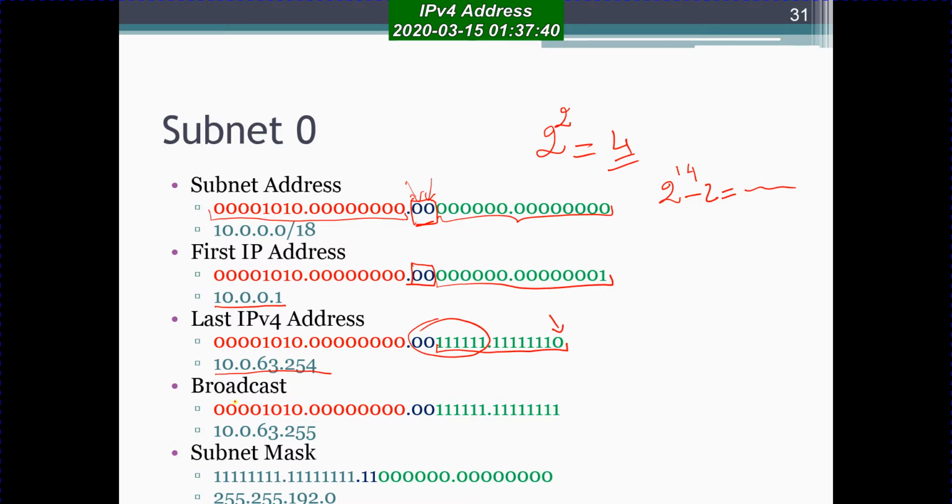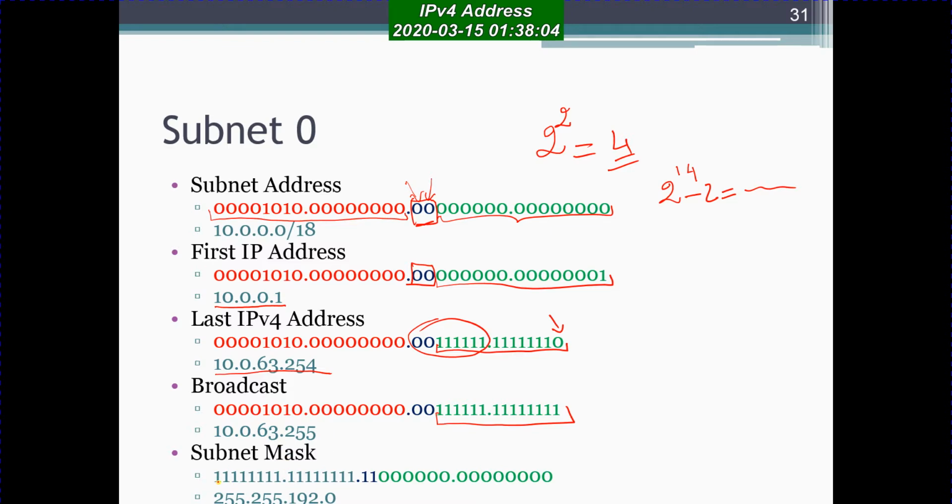Now building the broadcast address for subnet 0 is very simple. Let's set this bit here to 1, so it becomes something like this. So our broadcast address is simply 10.0.63.255. And in order to show that we are subnetting and reflect this, we have to use a subnet mask.